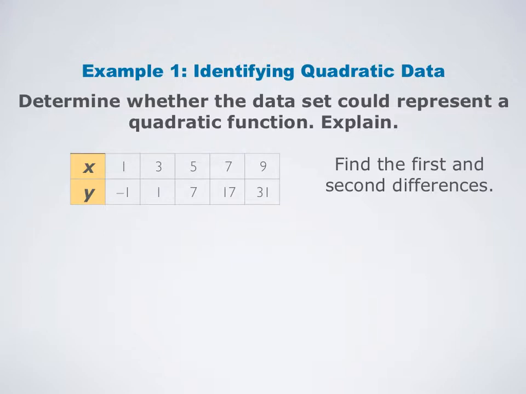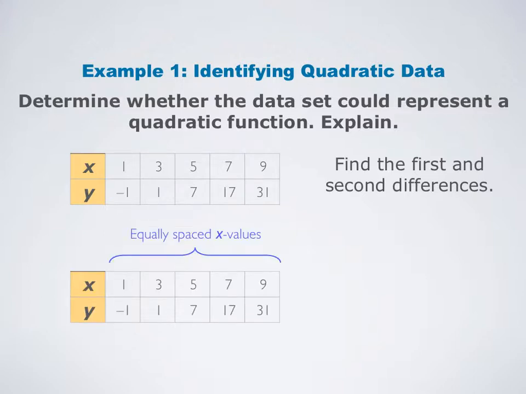Before I even get there, I have to check and make sure my x values are equally spaced. And if I look here, going from 1 to 3 to 5 to 7 to 9, I'm adding a 2 every time. Okay, so I am going up by the same amount every time. They're equally spaced, so we're good to go there. But let's go ahead and take a look at those first differences. So I'm going to take the 1 here, and I'm going to subtract a negative 1.